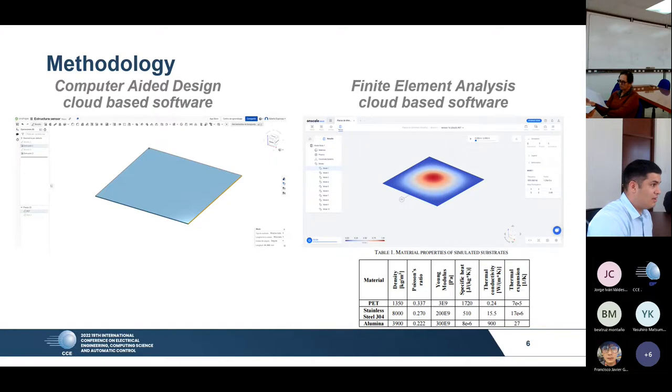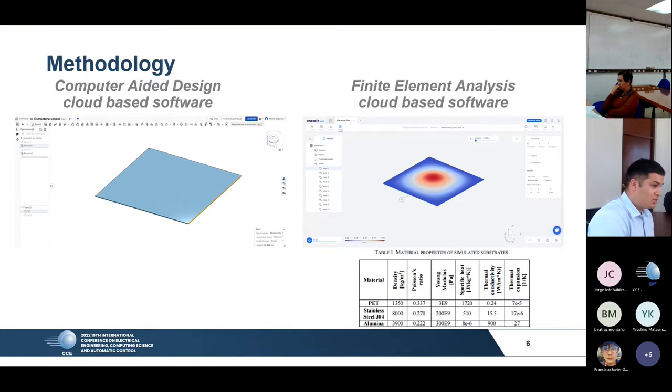As I mentioned, we use the computer-aided design cloud-based software OnScale, where we built four different configurations of the sensors. We were trying to understand how the dimensions of the sides will change the frequency of the sensor. We simulated squares of 20 millimeters by 20 millimeters, 10 by 10, 15 by 15, and 5 by 5 millimeters. And we varied the thickness of the materials between 0.117 millimeters and 0.254 millimeters. We also changed the material of the simulation. We simulated PET, stainless steel, and alumina, which are some of the common substrates that we have on hand to build the sensors.